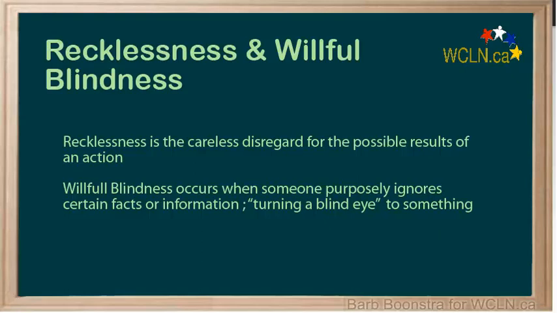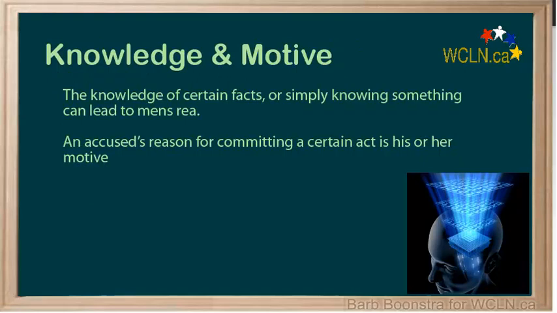Willful blindness occurs when someone purposely chooses to ignore certain facts or information, turning a blind eye to something. For example, delivering an unknown package for a known drug dealer without asking what's in it. The knowledge of certain facts or simply knowing something can lead to mens rea. For example, using a credit card that you know is expired or invalid.